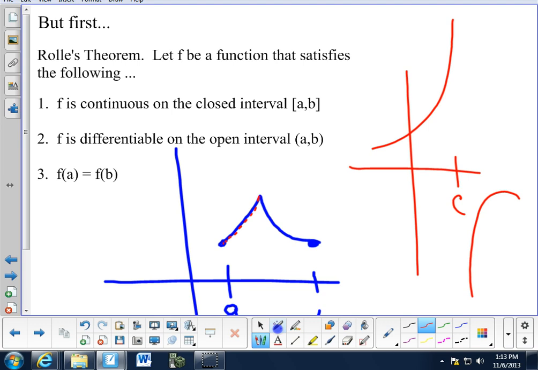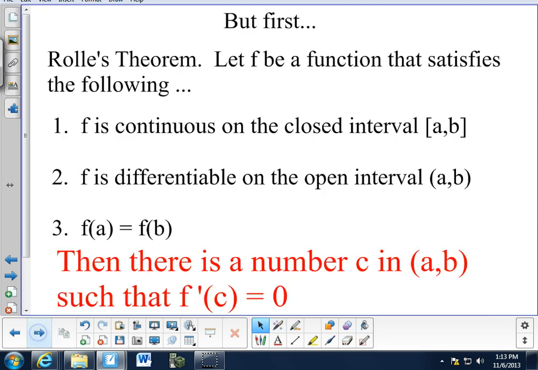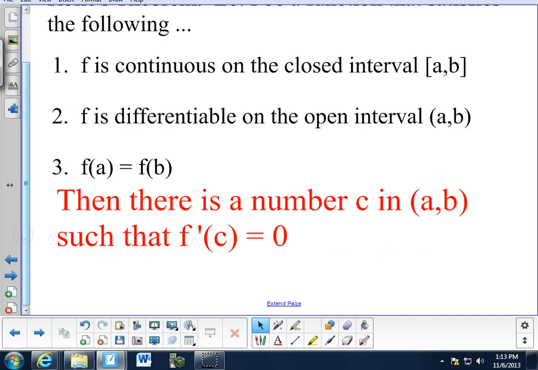For Rolle's theorem, for what we're about to talk about with Rolle's theorem, all three of those must be true. And if all three of those things are true, then this.